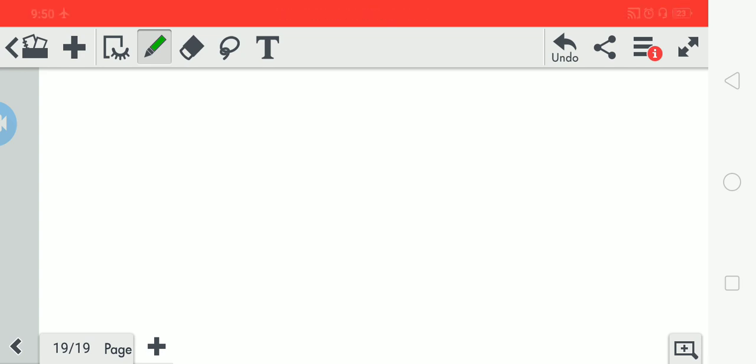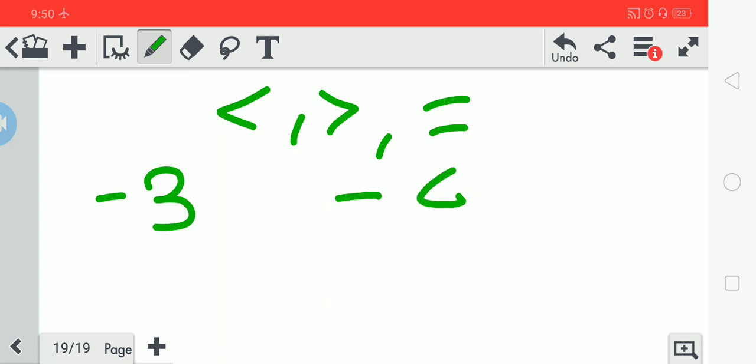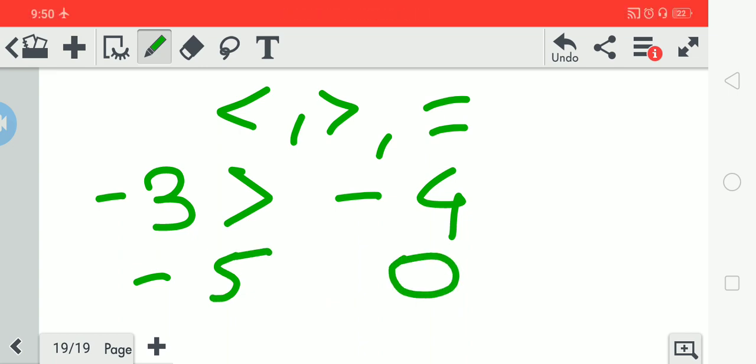Now you have to identify which number is bigger and which one is smaller. Minus 3 and minus 4, which is the bigger one? Here minus 3 lies on the right side of minus 4, so minus 3 is bigger. In between minus 5 and 0, obviously 0 is bigger because 0 lies at the right side and all the negative numbers are smaller than 0.